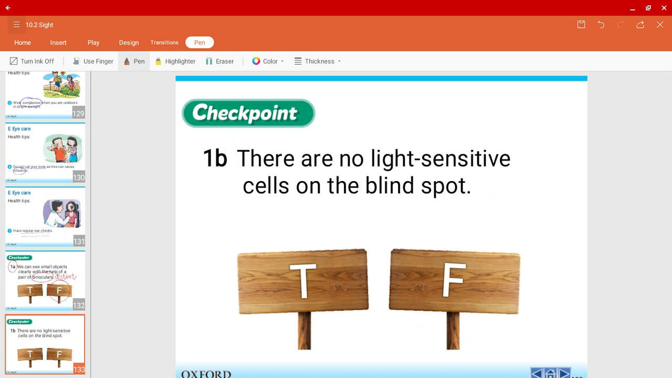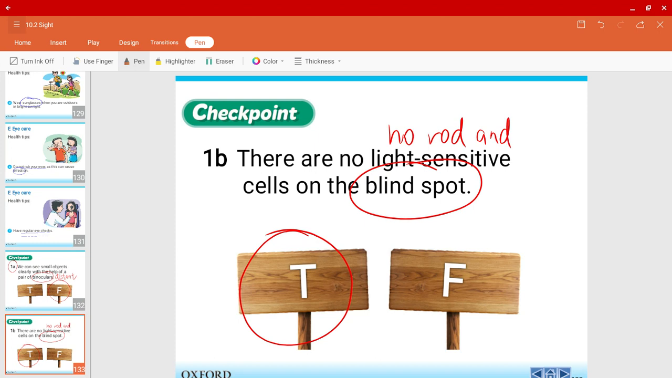Question B: there are no light sensitive cells on the blind spot. Is that true? Yes, of course, it is true. There are no rod and cone cells.